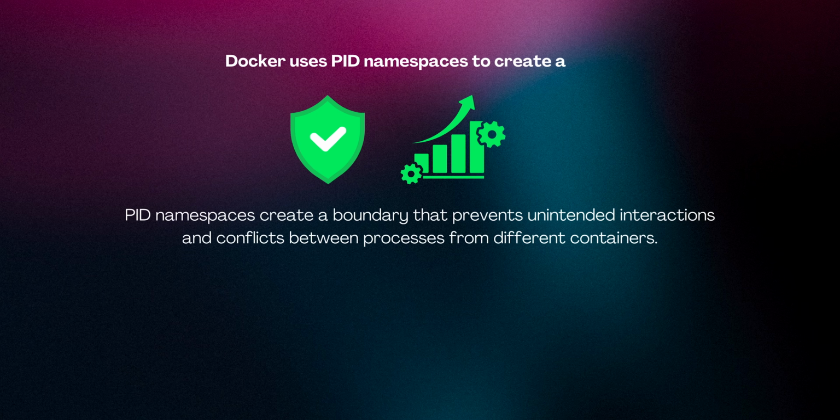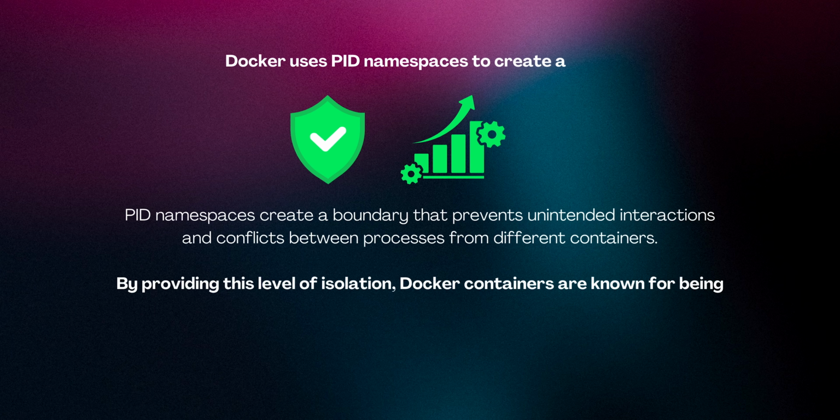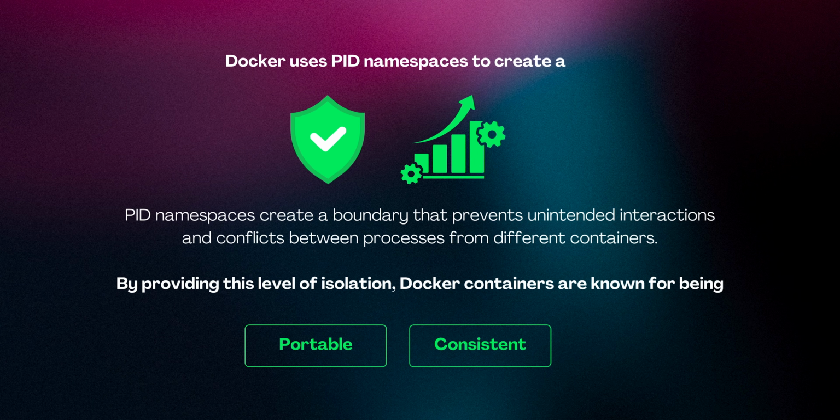PID namespaces create a boundary that prevents unintended interactions and conflicts between processes from different containers. By providing this level of isolation, Docker containers are known for being portable and consistent.